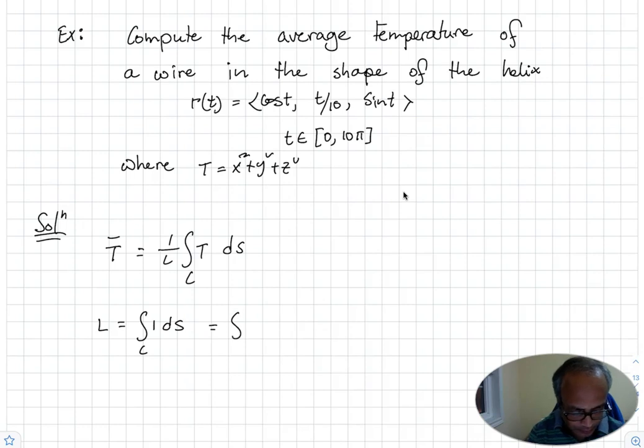So parameterization is given, limit 0 to 10 pi. We don't have to do anything with the 1. ds is the magnitude of r prime t. So you can just straightforwardly write r prime, its value. So r is cos t, tan t, sin t. Differentiate this.